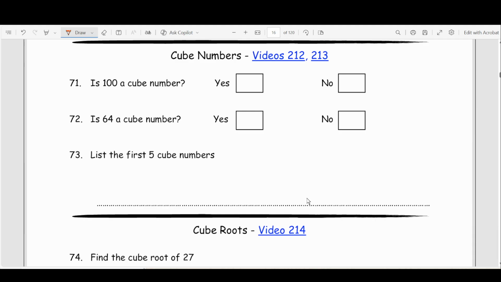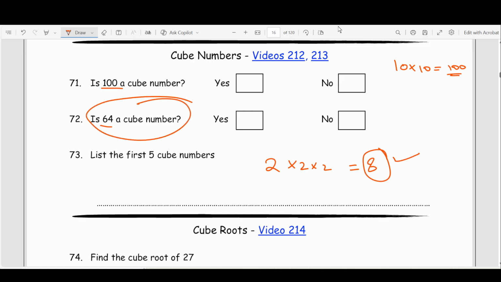Okay, cube number means when we write a number 3 times, for example, 2 times 2 times 2, which is 8. So 8 is a cube number. So is 100 a cube number? This is what it is asking. Or 64 is a cube number. 100 is a square number because 10 times 10 is 100, right? But not a cube. For 64, how do we check if 64 is a cube number?